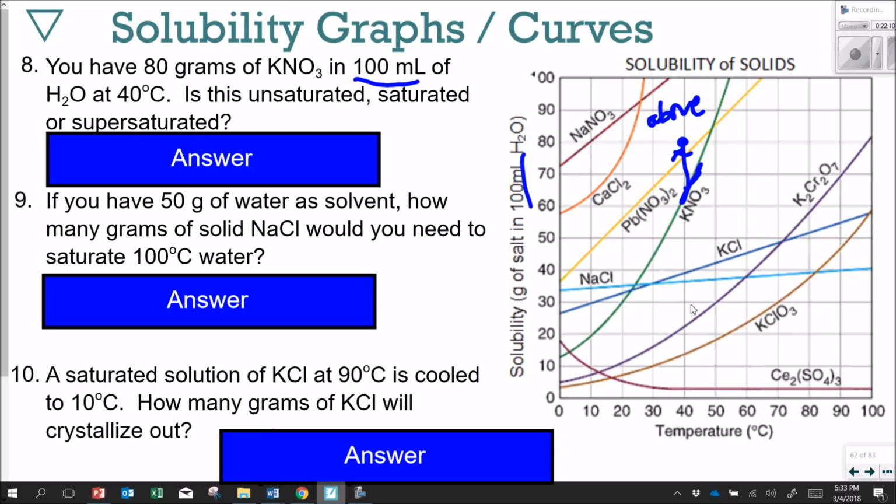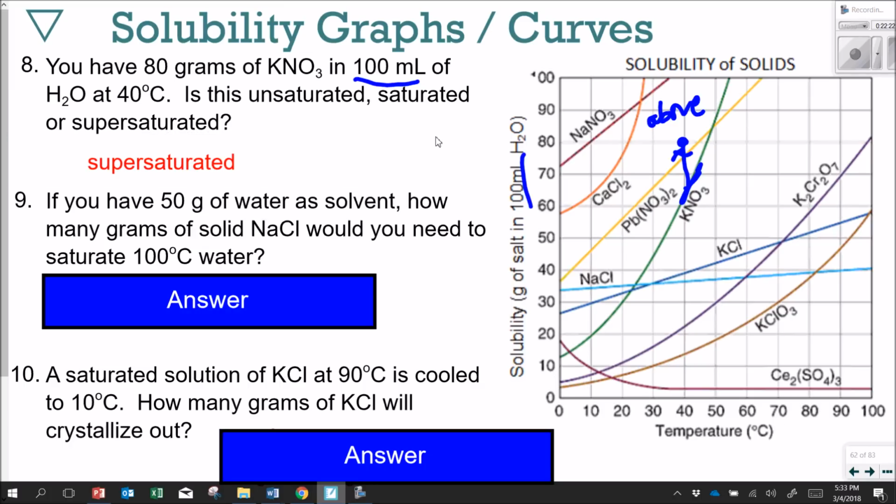So we are supersaturated. Number 9, if you have 50 grams of water as a solvent, how many grams of solid sodium chloride would you need to saturate 100 degrees Celsius water? So I have 50 grams of water. It does not match my graph. So from my graph, I will know how much will dissolve in 100 grams of water, because grams and milliliters are interchangeable. So I go to 100 Celsius and sodium chloride, and I see that 40 grams will dissolve.